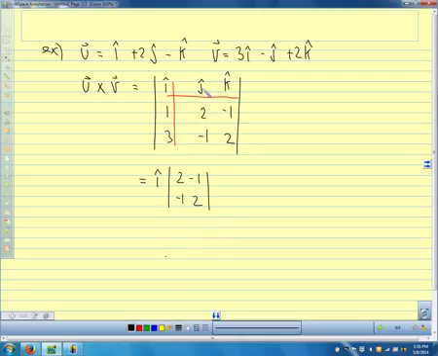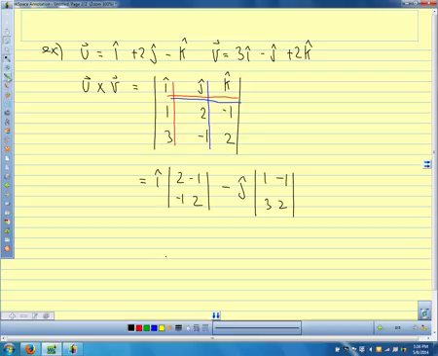And then the second piece of our determinant is always negative. So minus j hat, remember this minus sign, lots of people forget that, times the determinant that we get when we cross out the top row and the second column. So this is going to be the determinant 1, negative 1, 3, 2. I'm crossing this column out. And I'm going to put a highlighter here. So this is my red determinant.